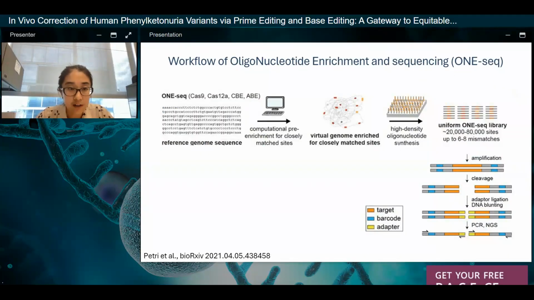Then how about off-target editing? So here we use a strategy named oligonucleotide enrichment and sequencing, or ONE-seq. I don't want to get into too much technical detail here. Very briefly, ONE-seq uses a synthetic library of oligos selected based on the sequence similarity to the on-target guide RNA, and the oligo libraries will be treated with the genome editor, and the cleaved sites will be identified by NGS.